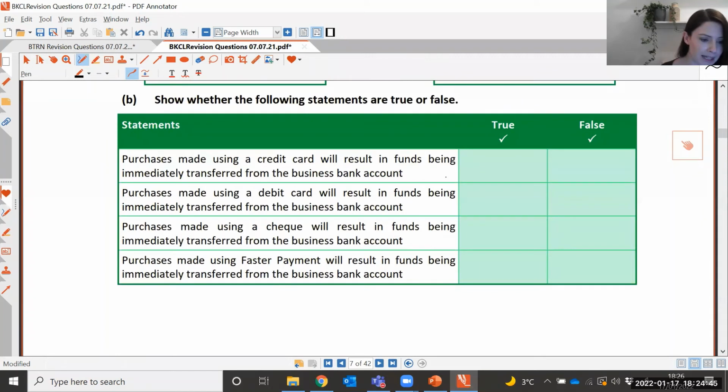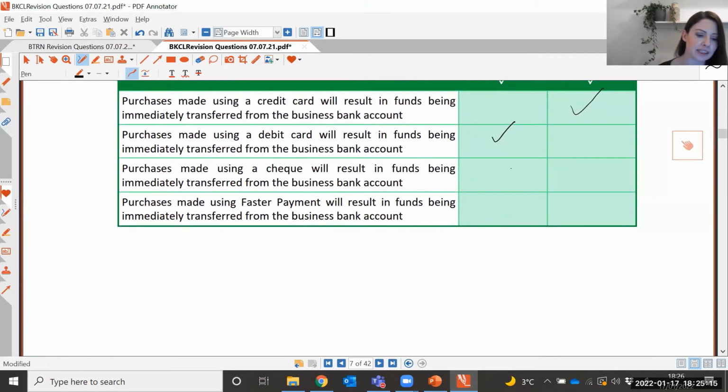Okay, so part B. So we need to show whether the statements are true or false. So purchases made using a credit card will result in funds being immediately transferred from the business bank account. False. Good. Okay, next one. Purchases made using a debit card will result in funds being immediately transferred from the business bank account. Yeah, it's true. Good.